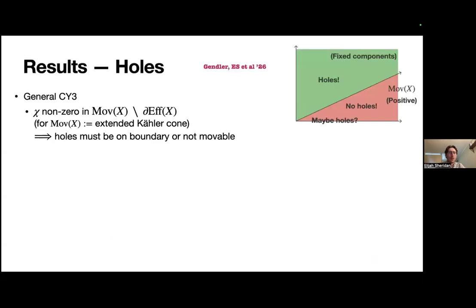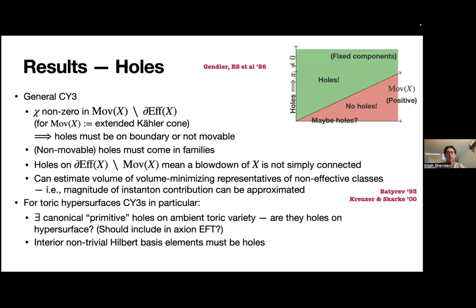So maybe in my closing couple of minutes, I'll just put this on the screen. The primary results that we had from the first paper, this paper on holes, were that we characterized where in the effective cone holes can actually arise. We talked about how holes seem to always come in families. And we also connected holes to this interesting phenomenon of detecting when blowdowns of the original Calabi-Yau we were studying were not simply connected. We also showed some results that were specific to toric hypersurface Calabi-Yau threefolds and a particular class of canonical holes that arise in that case.